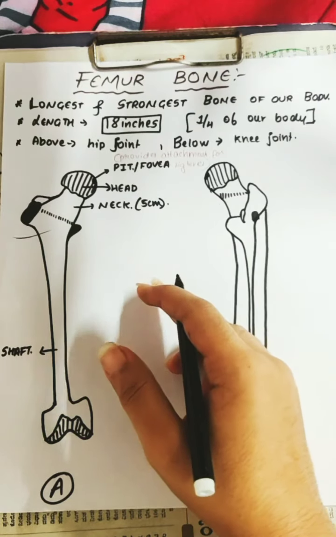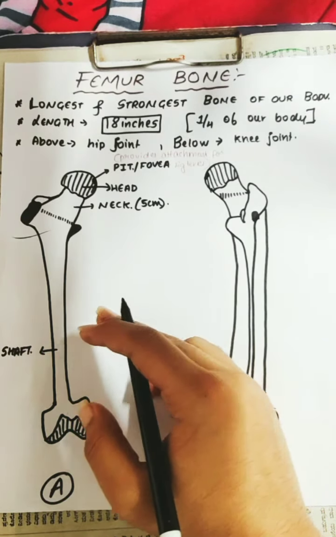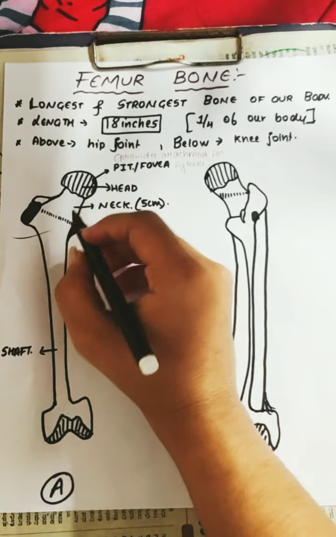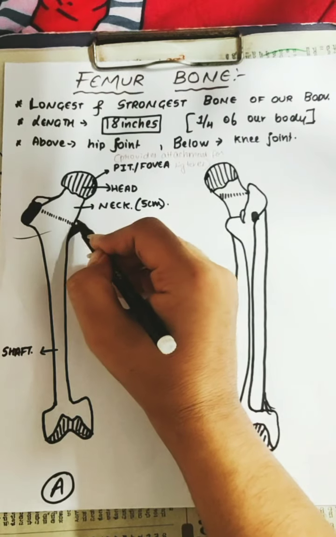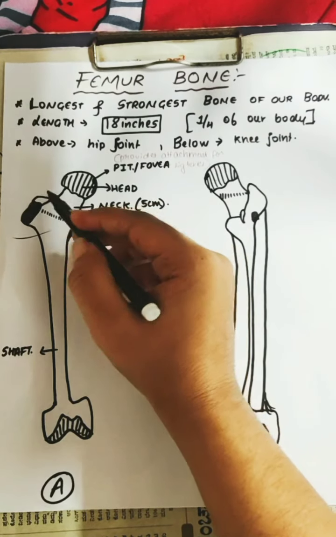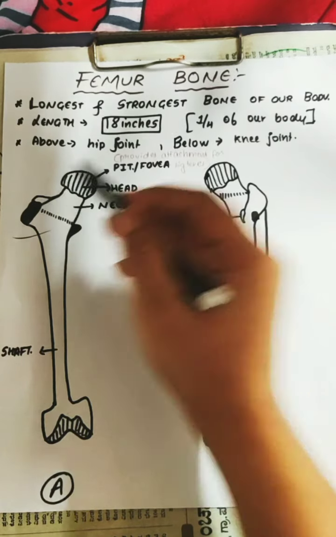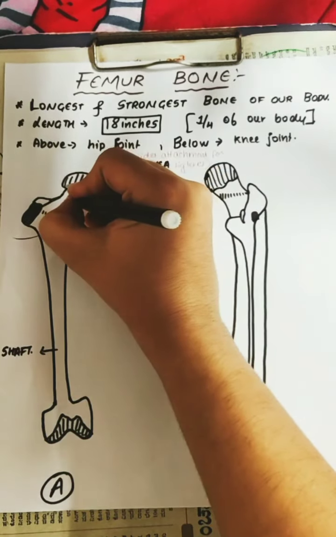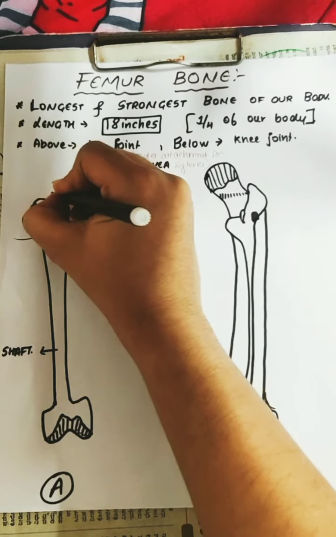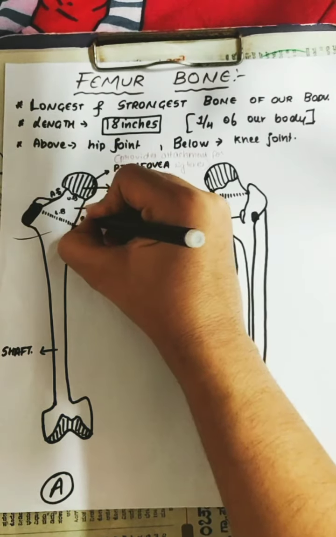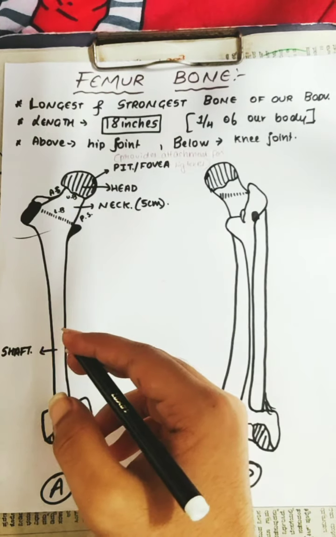In the neck region there are 2 borders, the upper border and lower border, and 2 surfaces, the anterior surface and posterior surface. We'll write here: upper border, lower border, anterior surface as well as posterior surface. These are the 4 areas present in the neck region.